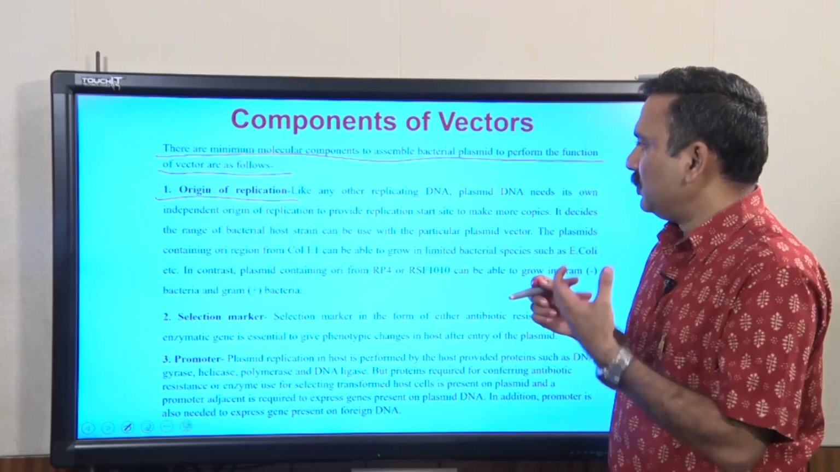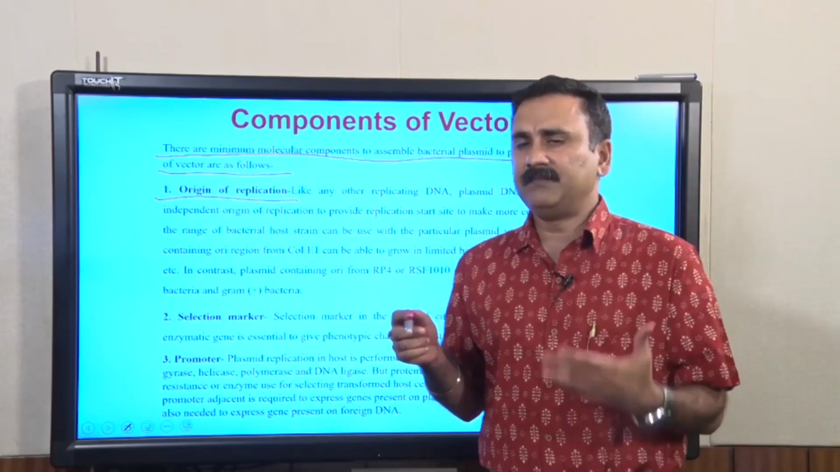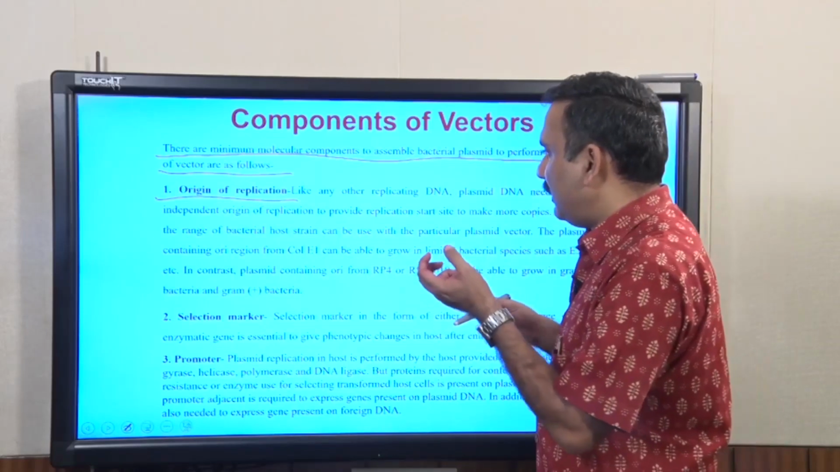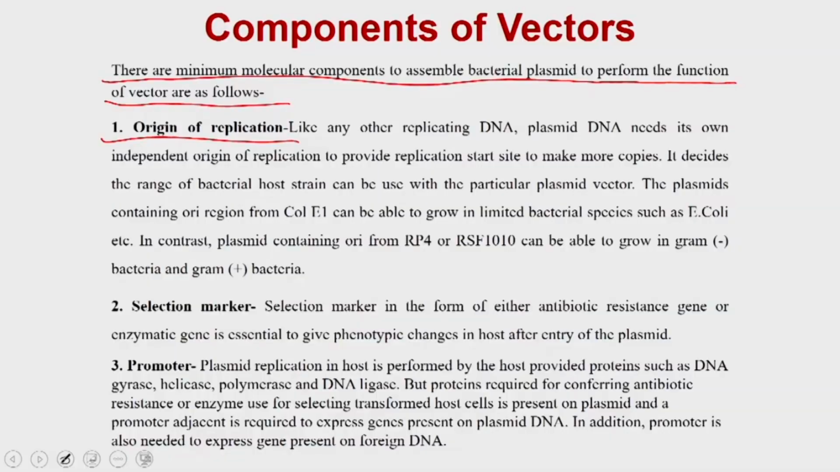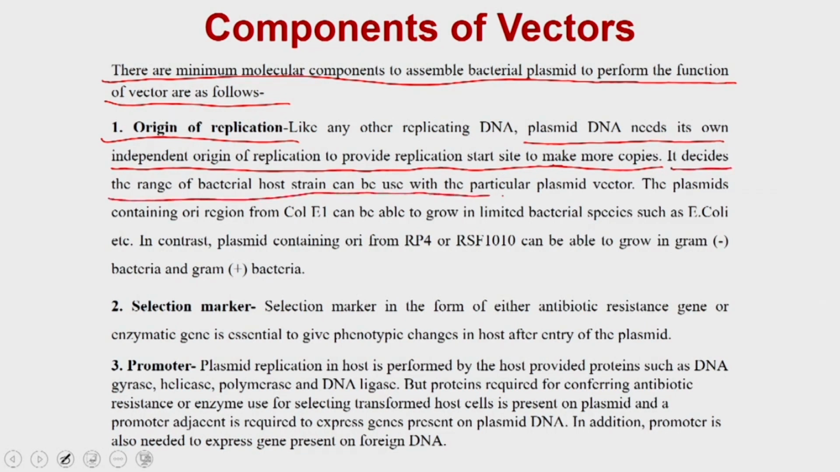So, every vector should have its own origin of replication, and it depends on the type of host it is going to work in. For example, if you have a bacterial plasmid or bacterial vector, then it should have the origin of replication for the bacterial system. If it is for the mammalian system, then it should have the origin of replication for the mammalian system. So, the bacterial plasmid needs its own independent origin of replication to provide the replication start site to make more copies. It decides the range of bacterial host strains that can be used with a particular vector.